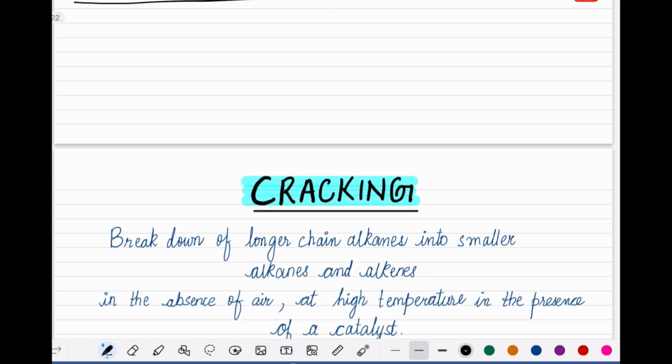Now pause the video and practice the rules for balancing by writing the equations for the first 5 members of the alkanes homologous series. Write down the equations for both types of combustion.